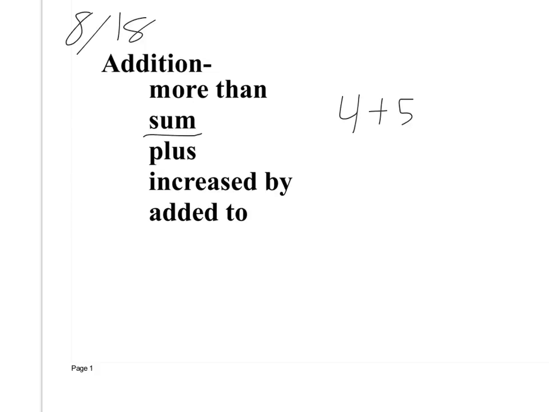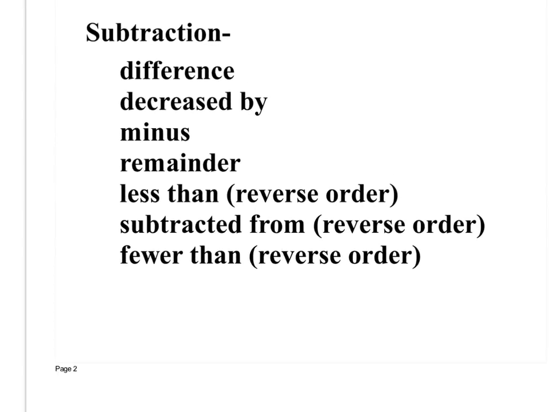So how I read it is how I write it. If it says 4 more than 5, I write 4 plus 5. If it says 9 added to 11, then I write 9 plus 11. Does that make sense? All right, write these then.